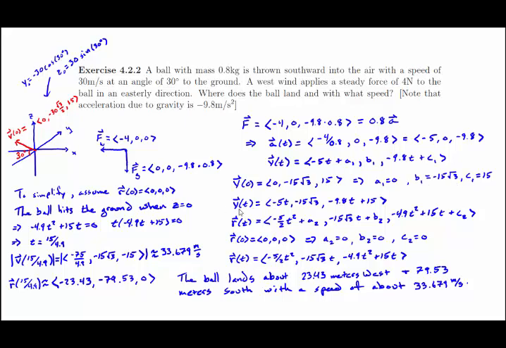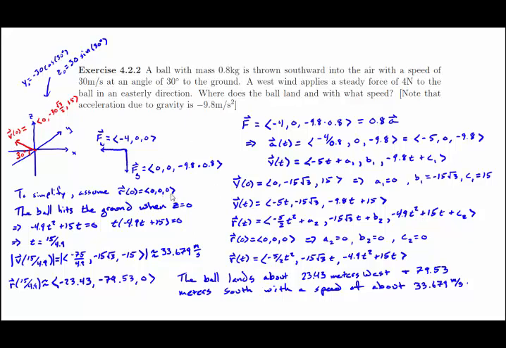We plug those back in and we get v of t equals negative 5t, comma negative 15 root 3, comma negative 9.8t plus 15. We then take the antiderivative again, and we get r of t equals negative 5 halves t squared plus a2, comma negative 15 root 3 times t plus b2, comma negative 4.9 t squared plus 15t plus c2. For this problem, we want to keep this as simple as possible.